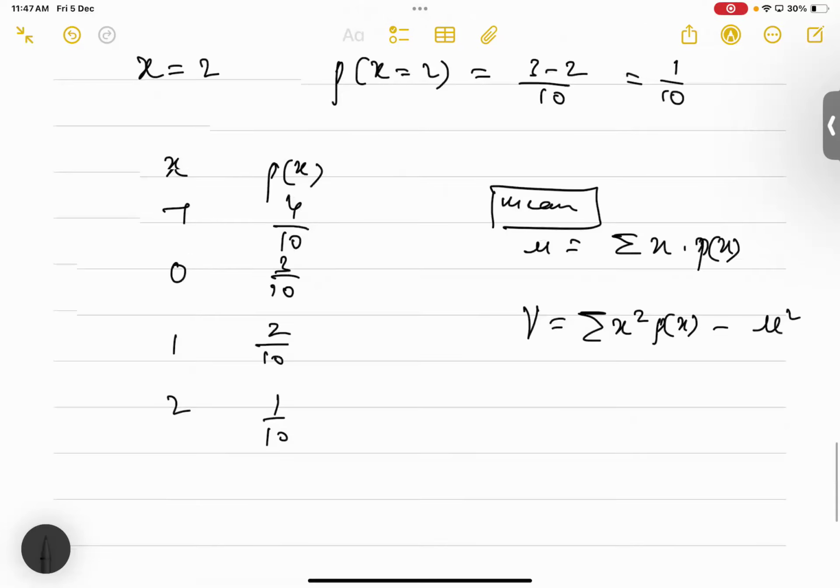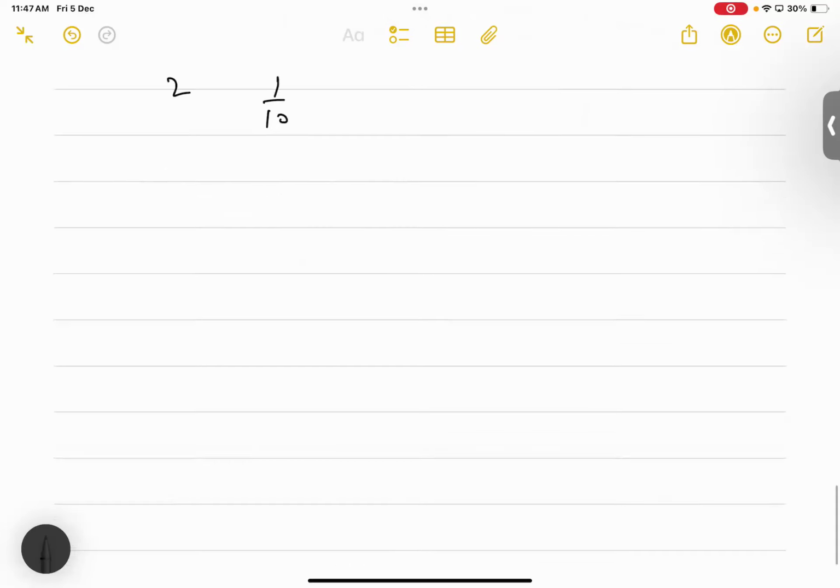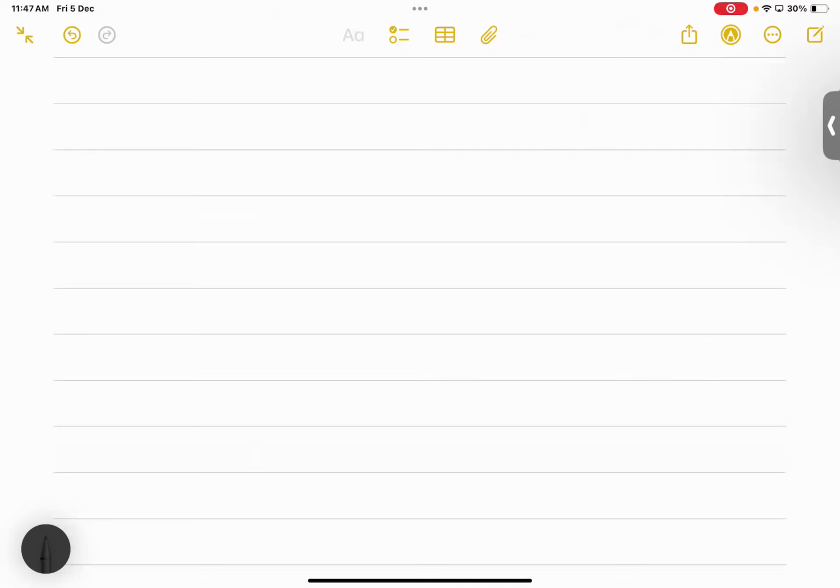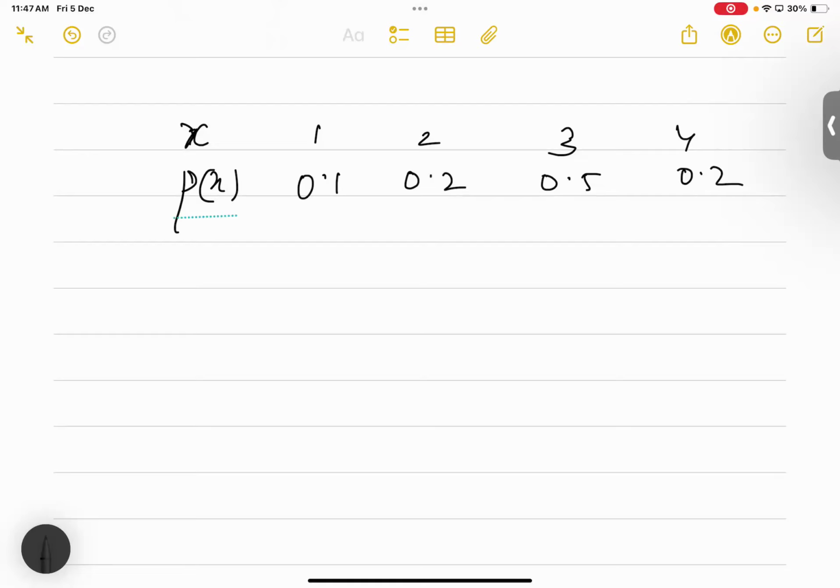Okay, so I've waited long enough for this. Now, see, this discussion is very important for numericals, one mark objectives. Let's say x is equal to 1, 2, 3, and 4. Some random example I'm giving you. P of x is 0.1, 0.2, 0.5, and 0.2. This is the probability distribution given to you.